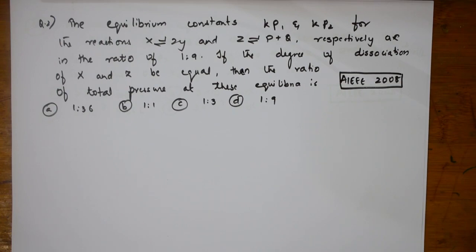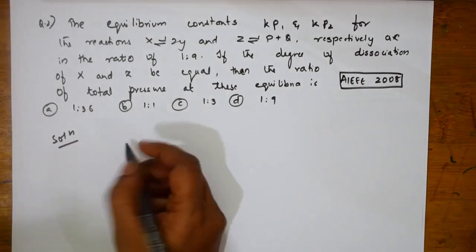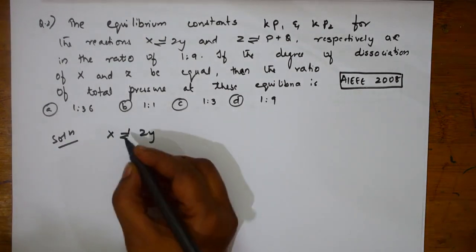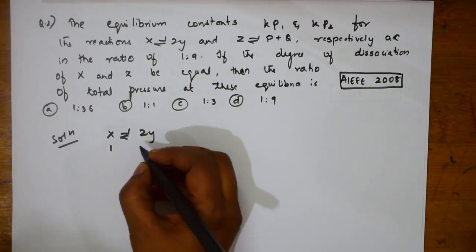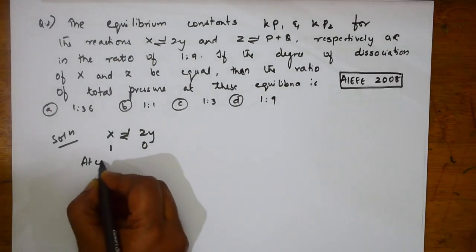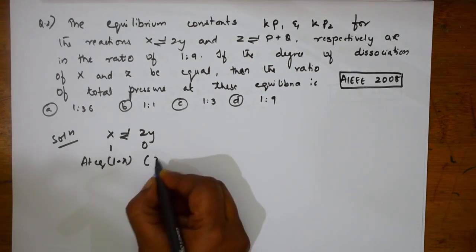So now you have to be careful while solving that. You're going to take it in terms of partial pressures. So let me see what they say. X is in equilibrium with 2Y. Initially the number of moles of X is 1 and the number of moles of Y is 0. Now at equilibrium, X becomes 1 minus x and Y becomes 2x.